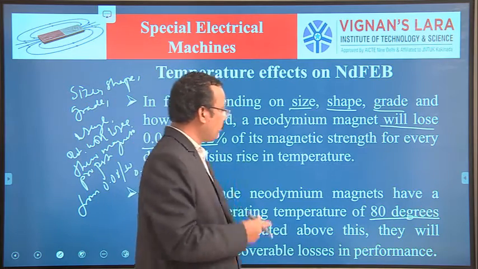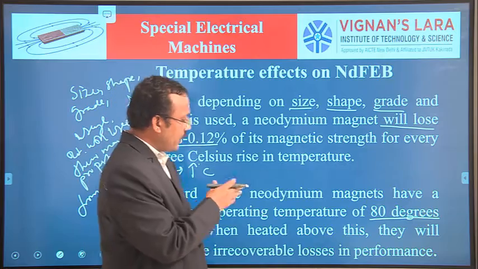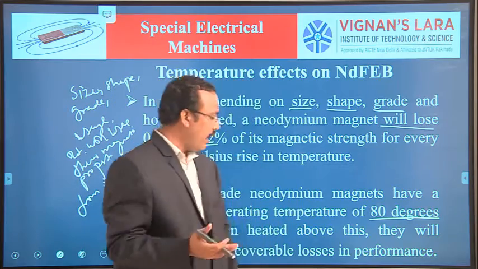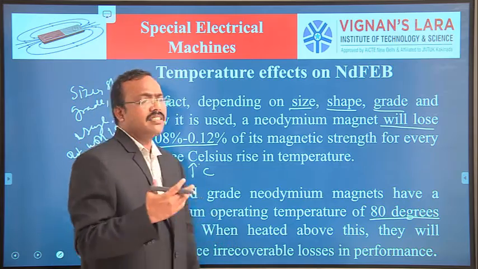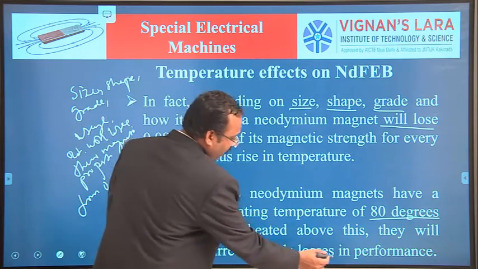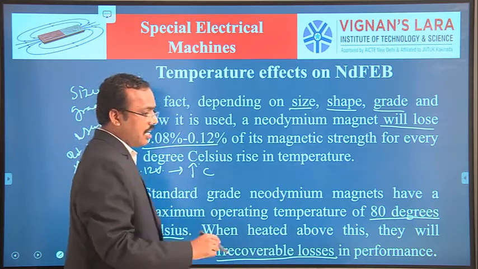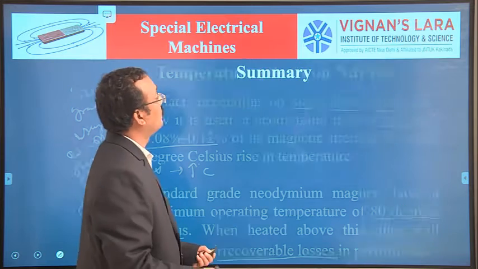See here, up to 80 degrees there is no problem. Beyond that value, what happens? Losses occur in the magnetic material. Those are irrecoverable losses, which means that once the losses occur, we cannot recover them.